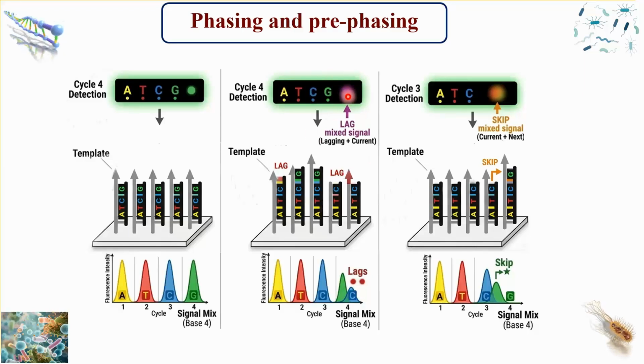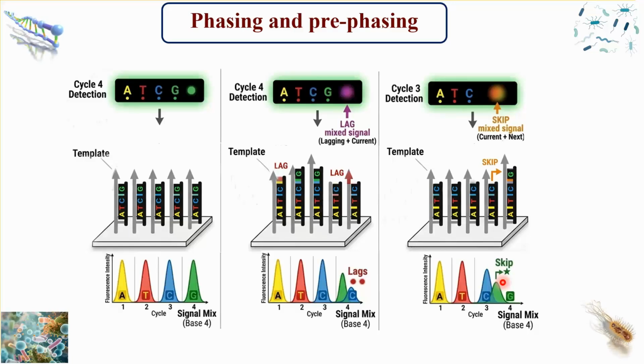On the other hand, a few strands incorporate the next base earlier than expected as we can see here. So by cycle 3, some strands appear to be at cycle 4. The main signal is contaminated by this ahead of cycle or skipping signal. This is called pre-phasing. As we can see here as well as here, the signal intensity at cycle 3 becomes less distinct due to mixed signals from the strands at different synthesis stages.